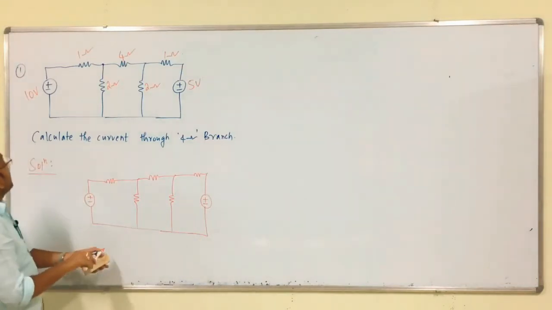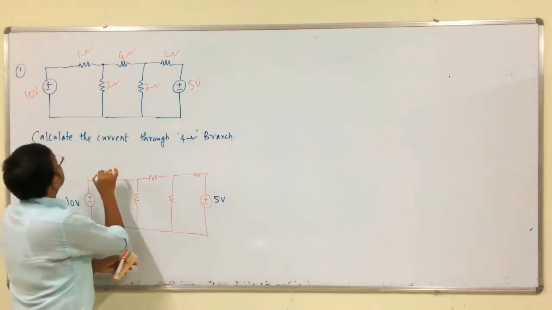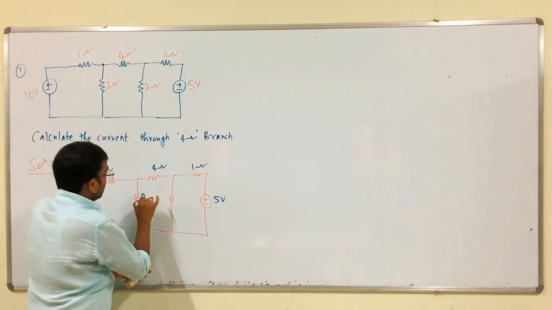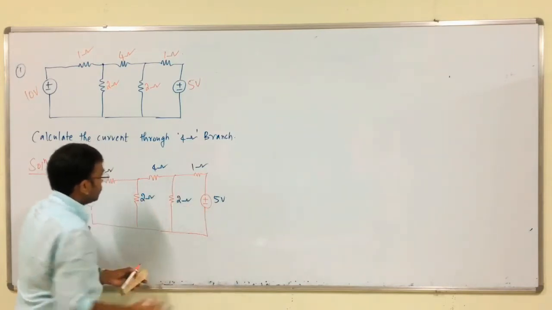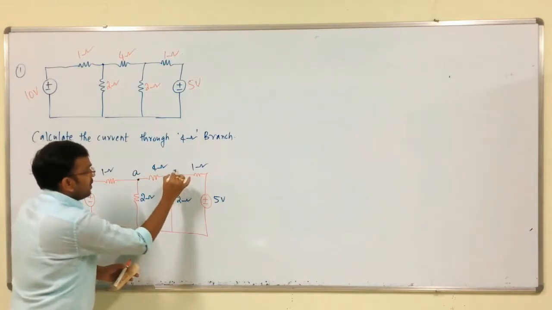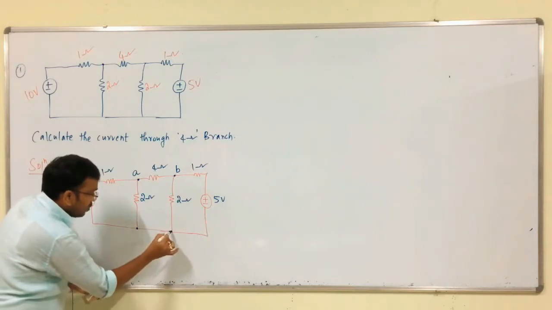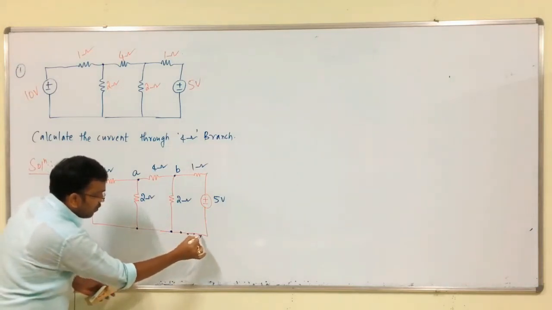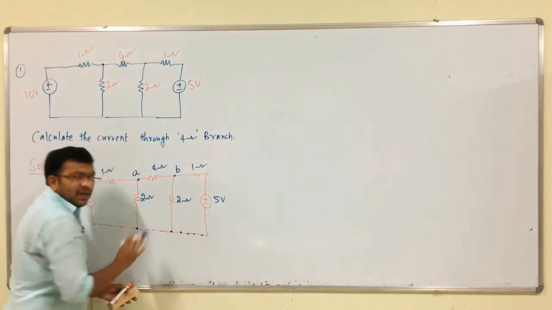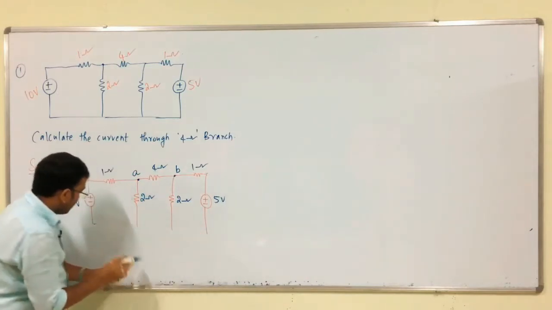So, this is the circuit diagram given: 10 volts, this is 5 and this is 1 ohm, this is 4 ohm, this is 1 ohm, this is 2 ohm, this is 2 ohm. So, this should be node A, okay. This should be node B. And this node and this node, and 2, 3, 4, 5 up to these, all come under the same node, okay, because there is no voltage drop through this branch.